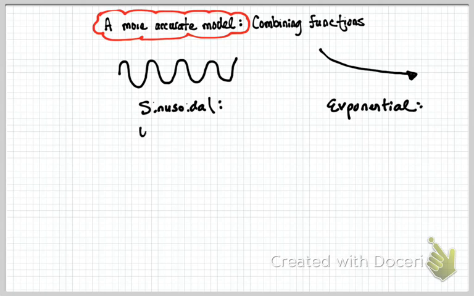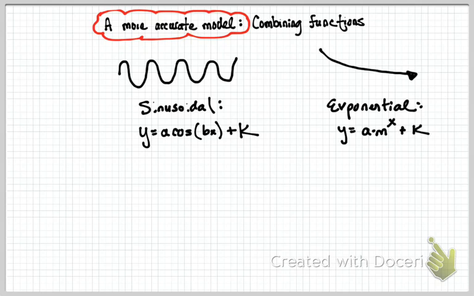We have equations for both of these. And we'll just use cosine in this case. And then your exponential, we'll use the term m again. And I'll just use x up here plus k. Okay, looking at these two equations, what letters do they have in common?